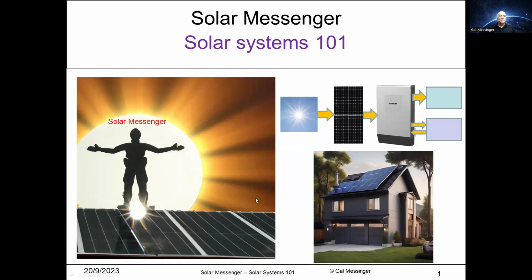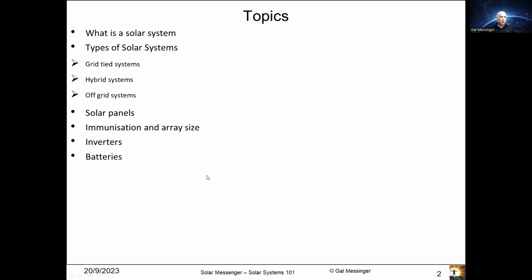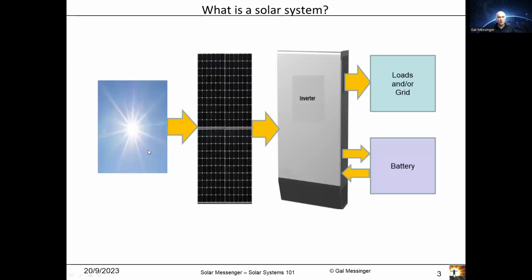So a solar system, as the name suggests, takes the energy from the sun and converts it to power we can use. And usually it's installed on a roof or on the ground and has a few ingredients that I'm going to discuss. We're also going to discuss a few types of solar systems and what their components are.